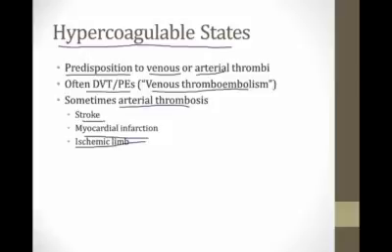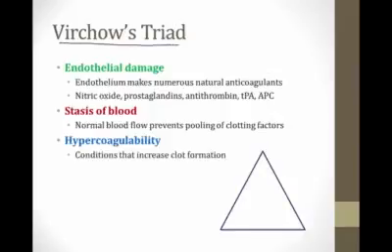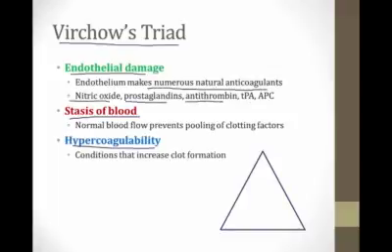an ischemic limb. Virchow's triad are the three elements that lead to formation of a thrombus, and Virchow's triad includes endothelial damage, stasis of blood, and hypercoagulability. A normal endothelium is very important for preventing thrombus formation. That's because the endothelium makes numerous natural anticoagulants. I've talked about a number of these in other modules, but these substances include nitric oxide, prostaglandins, also antithrombin, tissue plasminogen activator, and activated protein C.